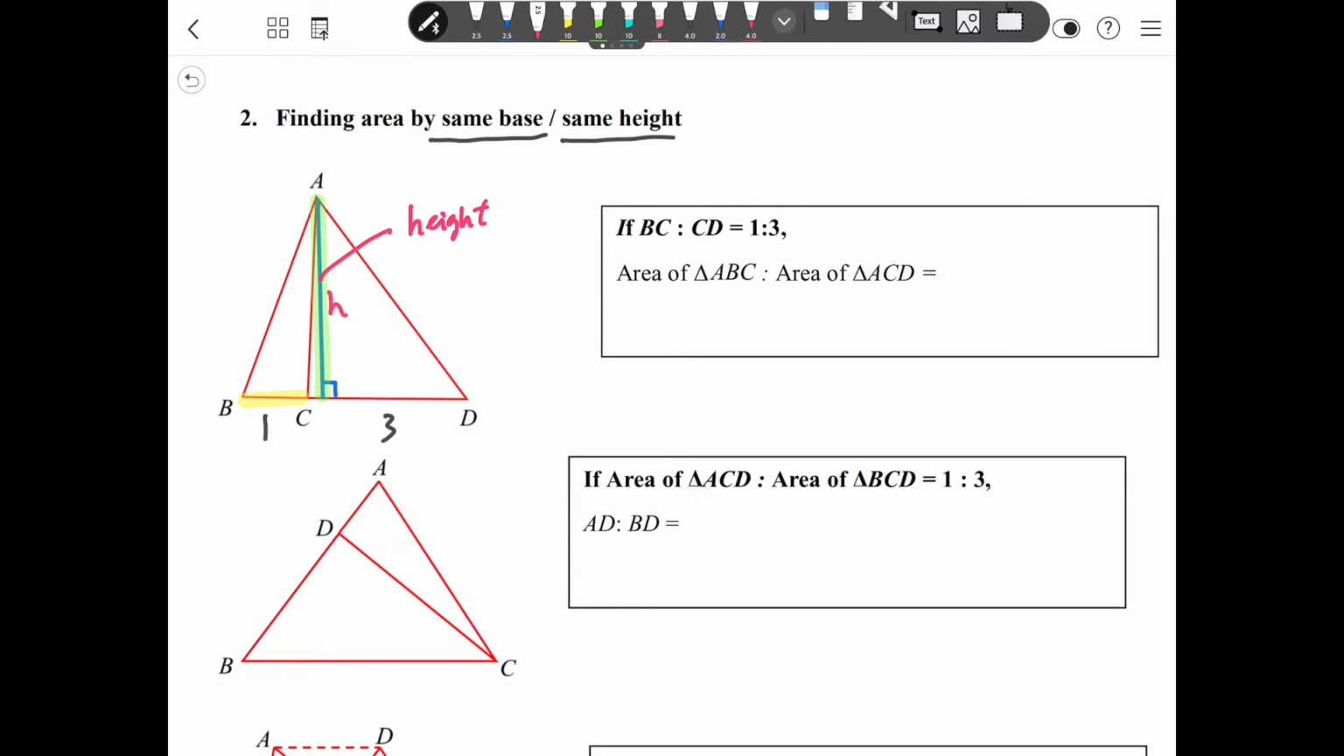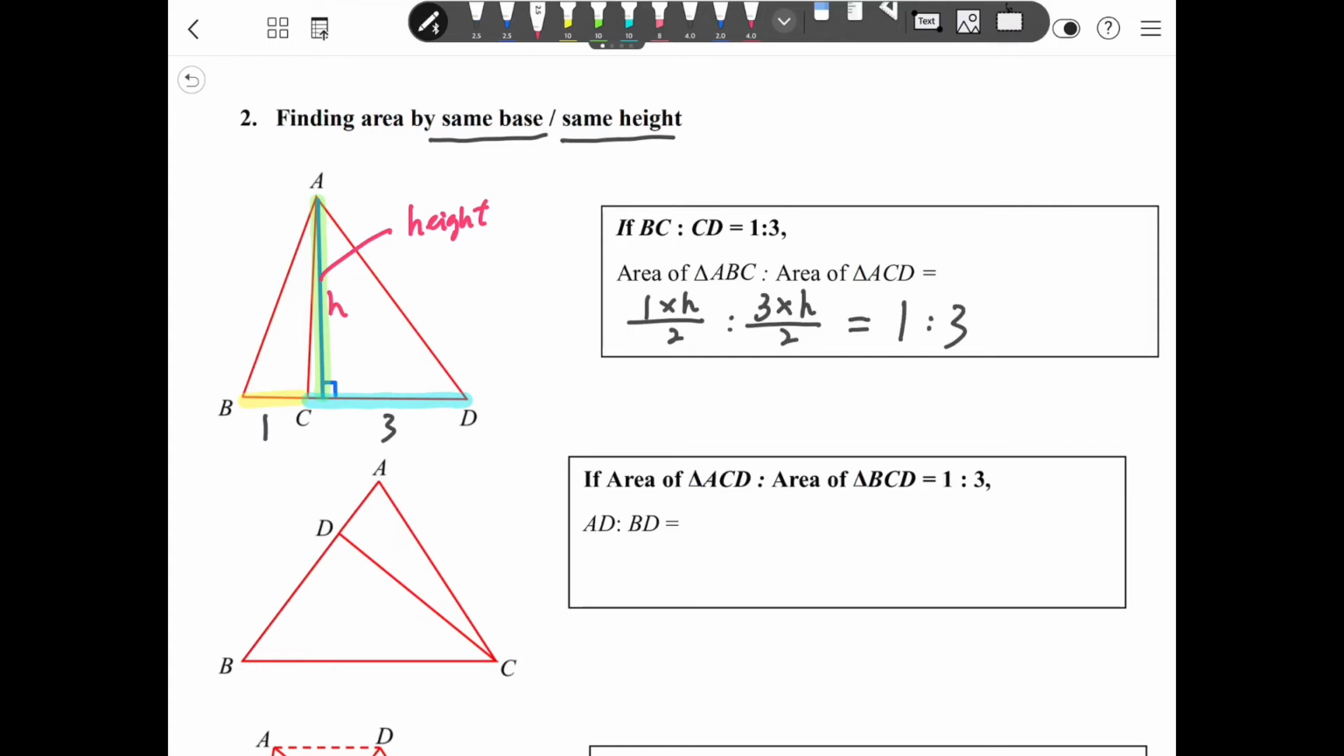Let me say H. If I have to find out the area for ACD, then CD would be the base, and the height would still be H. So may I know what is the area for each of them? Then it should be 1 times height divided by 2, and for the other ratio, base would be CD, right? So 3 times height H divided by 2. If I try to simplify them, 2 and 2 will be gone from the denominator, H and H will also be gone. So the area will be 1 to 3.